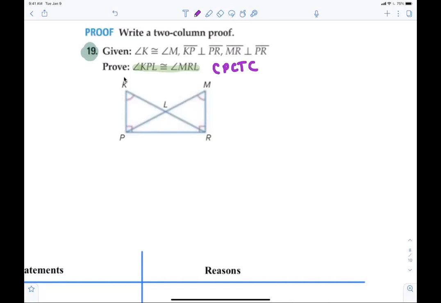So where is KPL? And where is MRL? MRL is here. And KPL is here. So what triangles am I going to try to get congruent?